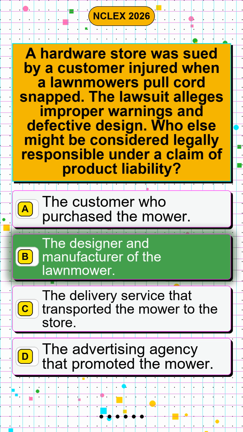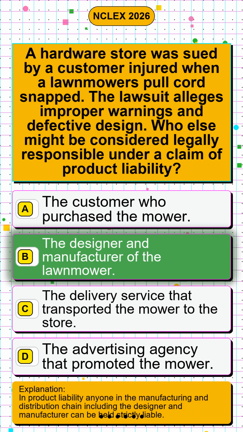The correct answer is option B. The designer and manufacturer of the lawnmower. In product liability, anyone in the manufacturing and distribution chain, including the designer and manufacturer, can be held strictly liable.